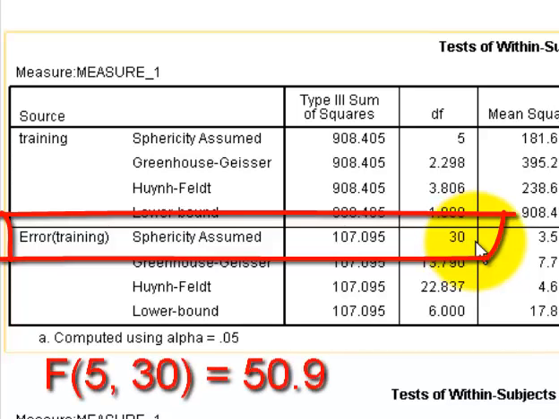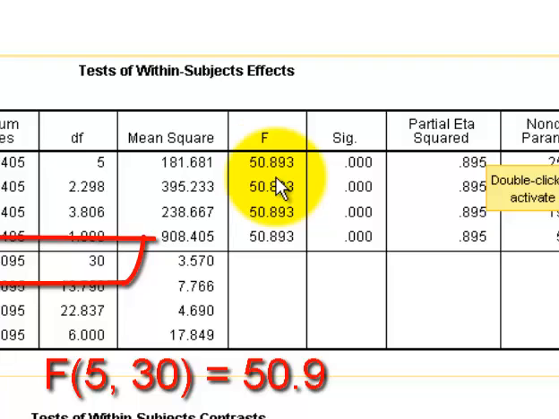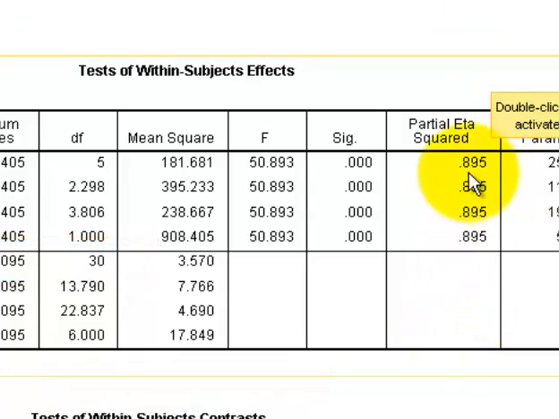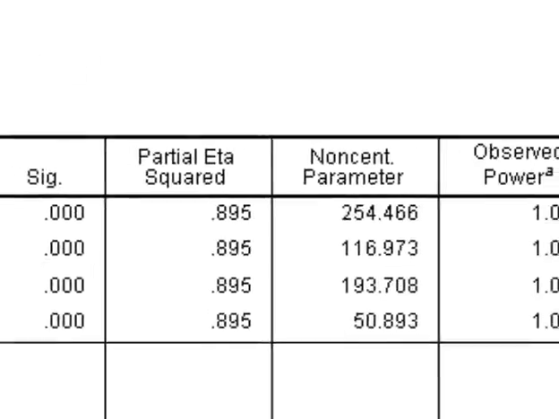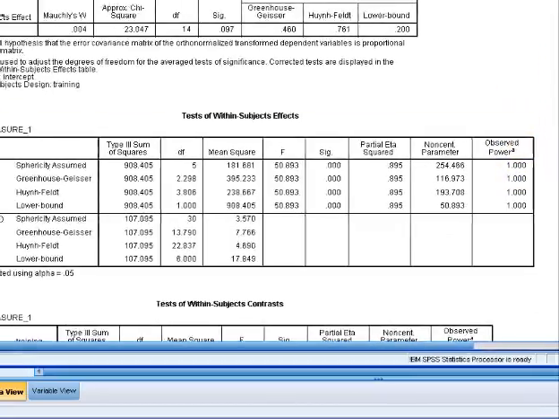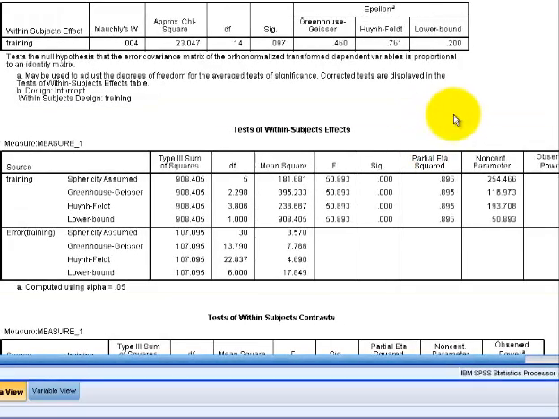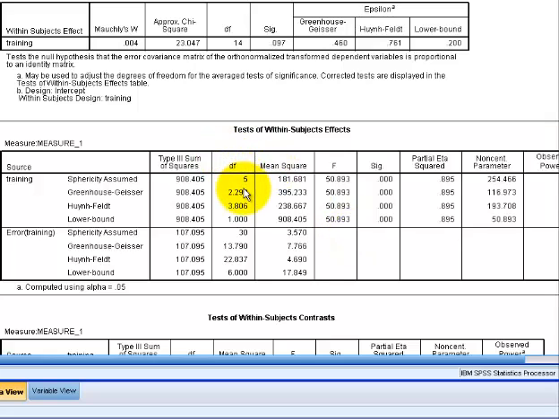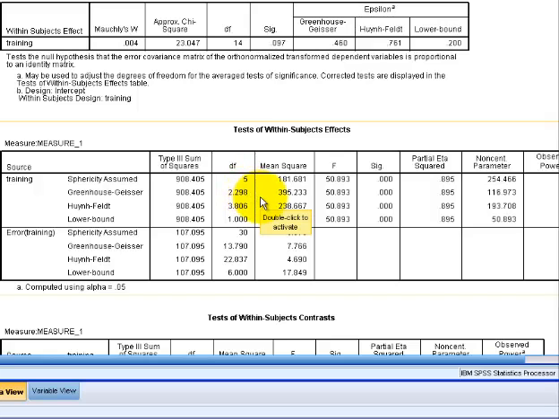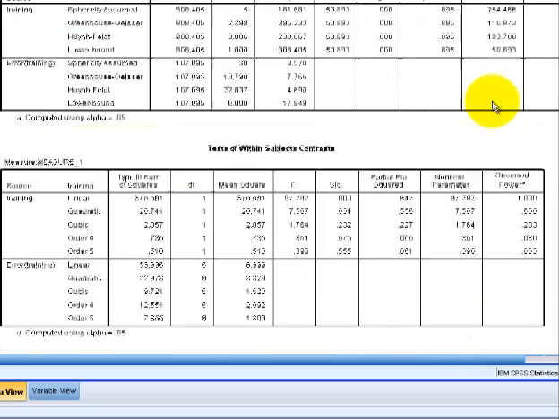So when we write this up, it's going to look like F, parentheses, 5 comma 30, close parentheses, equals, and there's our F score, 50.9. And that generated a very, very small p-value. That's all we need to look at. And the effect size is pretty big. It's about 90%. And our power is about perfect. So that's about it for everything we need to know. And again, you're going to use this data from the test of within subject effects to write up your APA formatting. But let's just look at the rest of this stuff real quick.